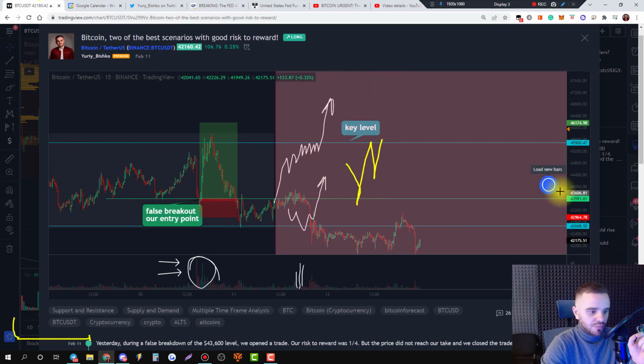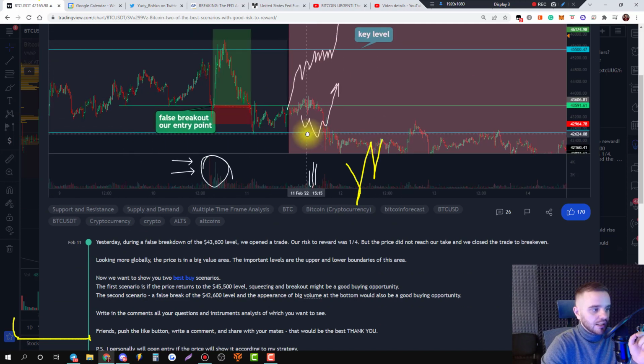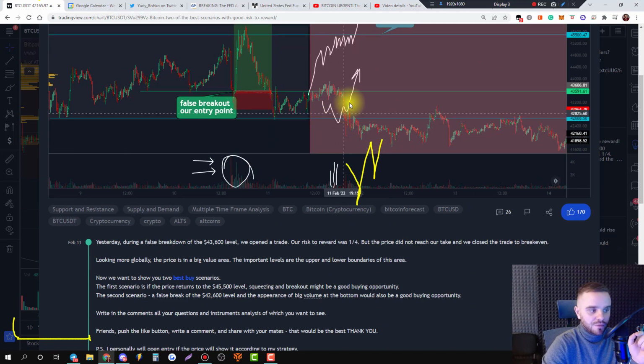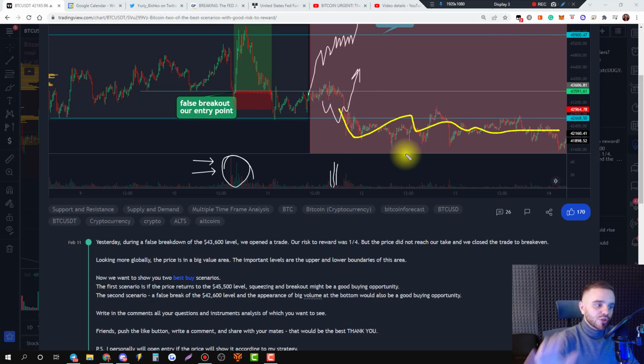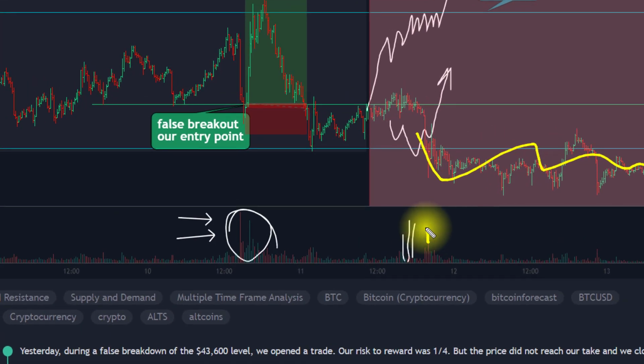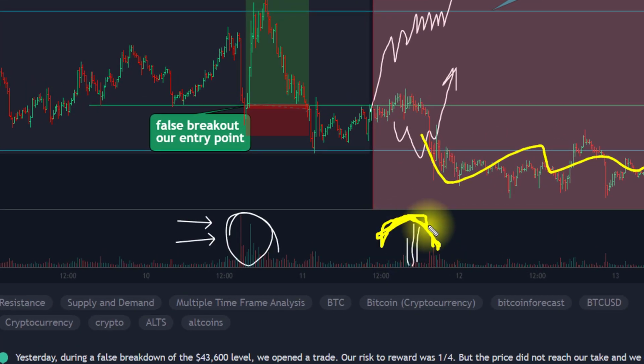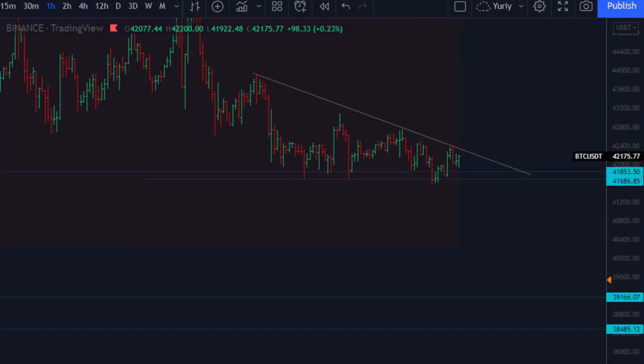I think you noticed that Bitcoin, instead of making a sharp and fast false breakout, broke that level and traded below this important level. Why did that happen, and why was there no really fast and sharp false breakout? Because I think you noticed that the significant volume at the bottom didn't increase, and there was no confirmation of this trade.